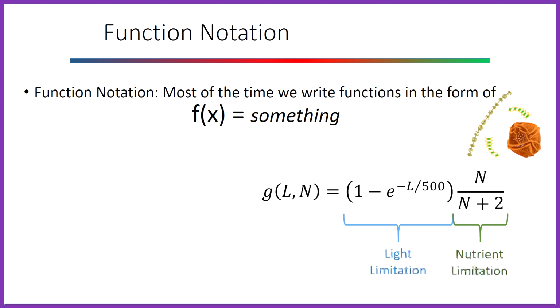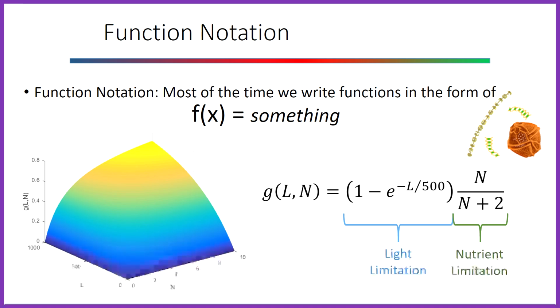If we graph this function against both light and nutrients, we can see how the algae will grow as a function of light and nutrients. We can see that if either light or nutrients are very low, the algal growth rates will be close to 0. However, if they are both high, the growth will reach close to 0.8 per day, which actually means that the population would double approximately every day.